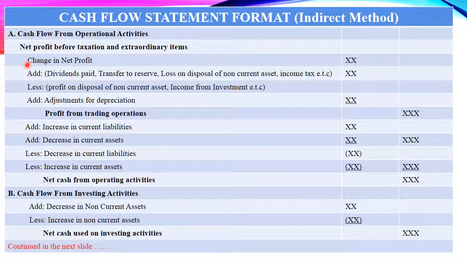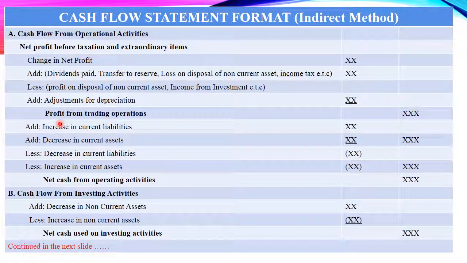Then you are supposed to subtract those items that are likely to increase the value of the net profit, and these items include profit on disposal of non-current asset and income from investment. After subtracting that, you are supposed to add back the adjustments for depreciation. Now the next section under the cash flow from operational activities is where you are supposed to add increase in current liabilities, and also you add decrease in current assets.